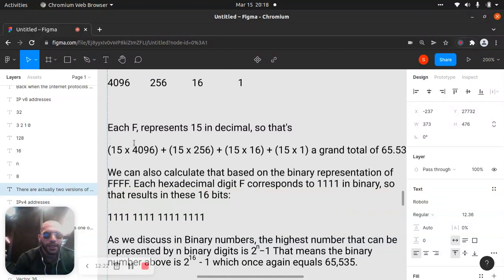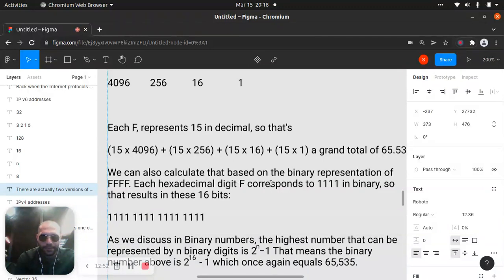Each F represents 15 in decimal. So that's 15 times 4096, plus 15 times 256, plus 15 times 16, and 15 times 1. The grand total is 65,535.